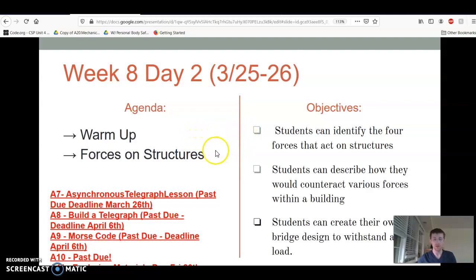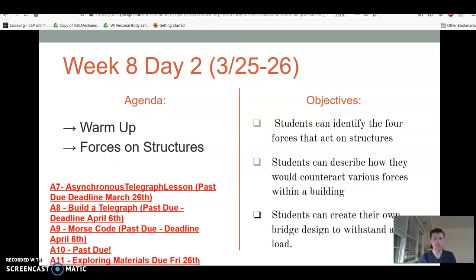So highly recommend. Today we're talking about forces on structures. This is a really cool idea to consider. And that is, what kind of forces are there in play when we talk about structures? And what kind of material should we make our structures out of, and what kind of shapes should we use in order to best counteract these forces?